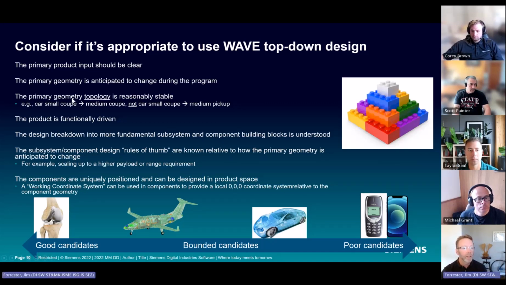The primary geometry topology is reasonably stable. In other words, going from a small coupe to a medium coupe, the topology of that is the same. Going from a small coupe to a medium pickup, that topology is completely different. So it's very difficult to do that.